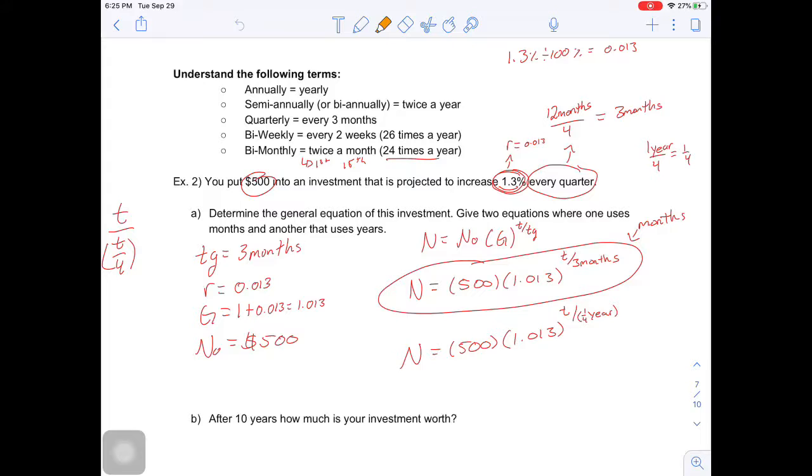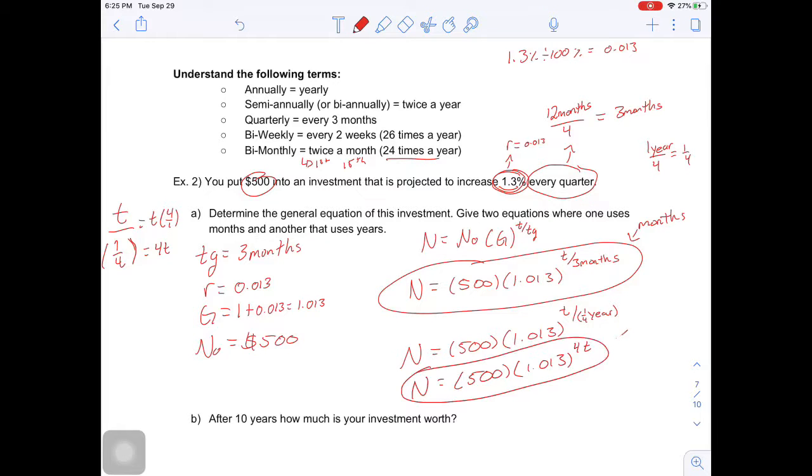So let's change that. Sorry, let's quickly erase that. Should be 1 over 4. You're dividing a fraction, so you multiply by the reciprocal, so 4 over 1. So that'll be 4t. So it looks like I flipped this, and I'll put it as 500 and then 1.013, and this will be 4t, where in this case, t is in years.